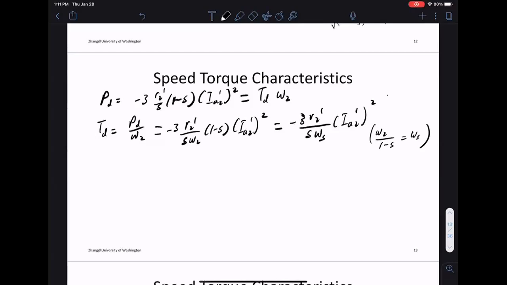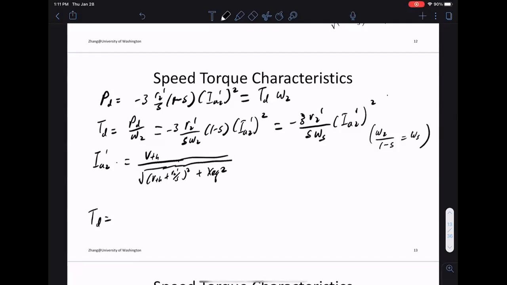And then if you look at the equation we have for IA2 prime, we have some equation for IA2 prime. This is some equivalent voltage, over RTH plus R2 prime over S squared plus X equivalent squared. So we're going to combine these two equations together. Okay, so I have an IA2 squared in the TD equation. So we're going to plug things in, and we're going to do some manipulations.